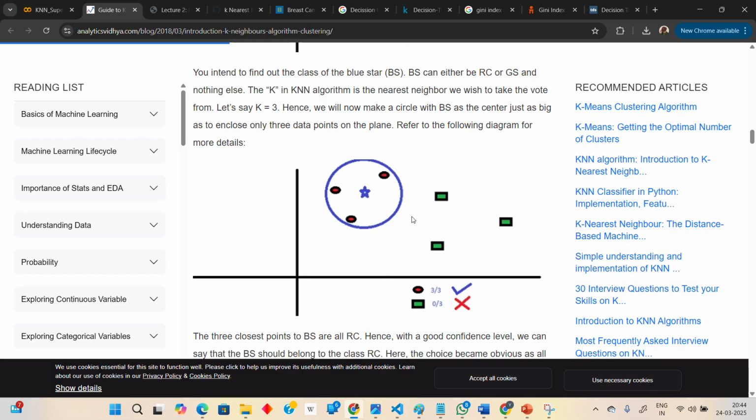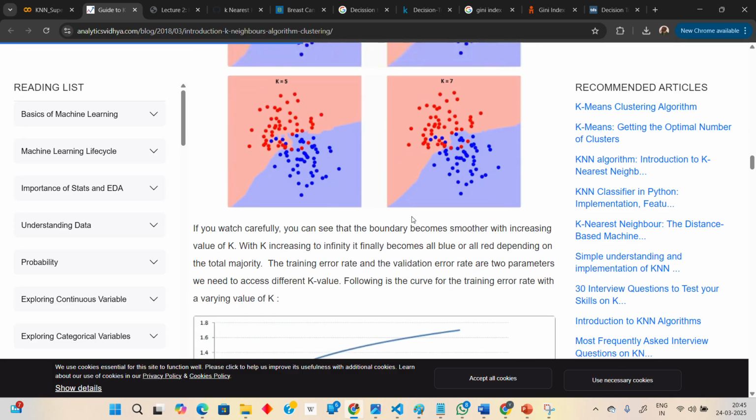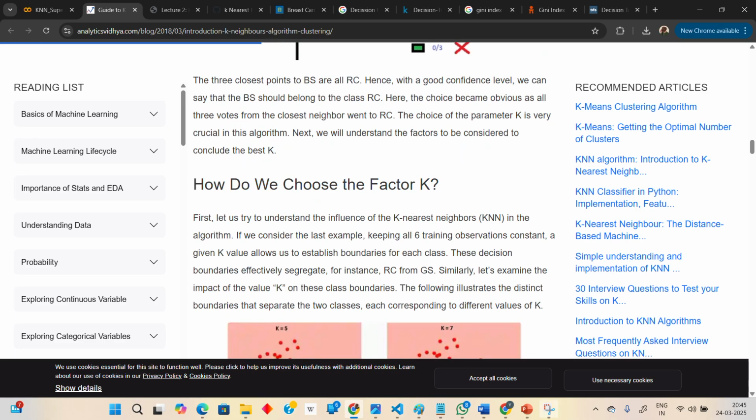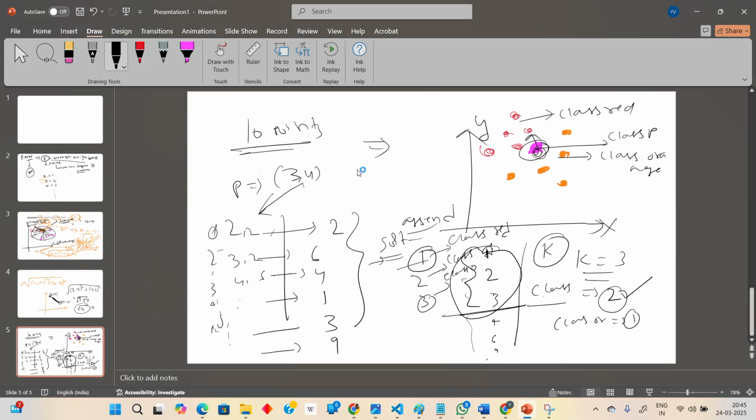Then again the k value, let us say 5. Then the top 5 distances, out of 5, and again the division of the classes. Whichever class frequency is more, that is what we will select. Got it? So then how do we choose this k value? We understand that k is very important and plays a crucial role to find out the values.